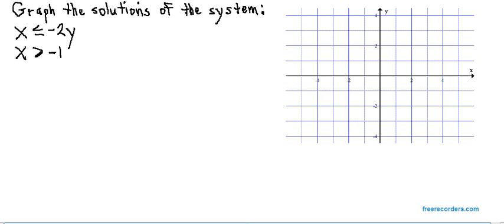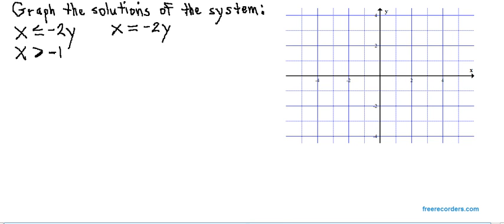We are being asked to graph the solutions of the system x less than or equal to negative 2y and x greater than negative 1. So let's start with the first inequality. And remember, the first step in graphing an inequality is to consider the related equation.